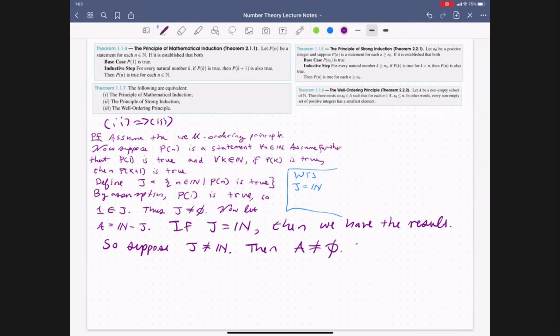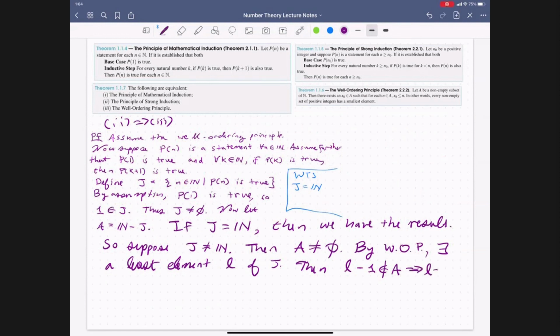By the well-ordering principle, A is a non-empty set, so we can apply the well-ordering principle. It's a non-empty subset of the naturals. So there exists a least element L of A. So let's go ahead and call the least element L. Now, because L is the least element, this means that L minus 1 has to be in J. Or let me just go ahead to not skip any steps. Then L minus 1 is not in A, which implies that L minus 1 is in J.